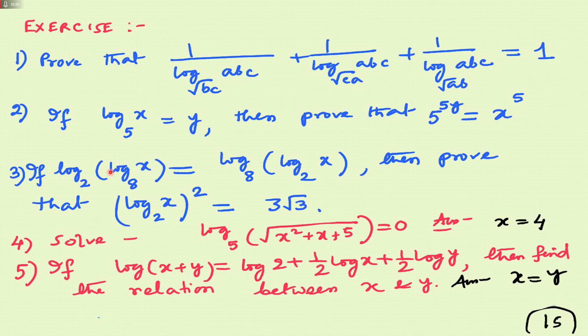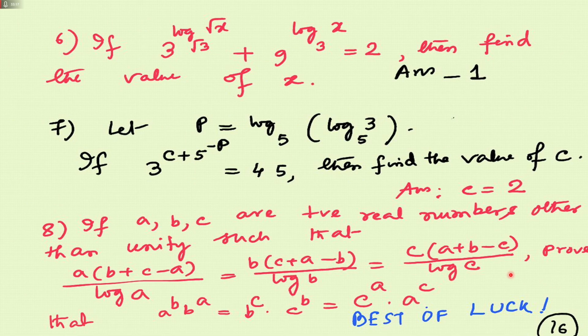Third problem is if log base 2 of log x base 8 is equal to log base 8 of log x base 2, then prove that log x base 2 squared is nothing but 3 root 3. And this is a problem to solve: log root over x square plus x plus 5 base 5 is equal to 0, and the answer will be x equal to 4. This is another problem: if log x plus y is equal to log 2 plus half log x plus half log y, then find the relation between x and y, and the answer will be x is equal to y.